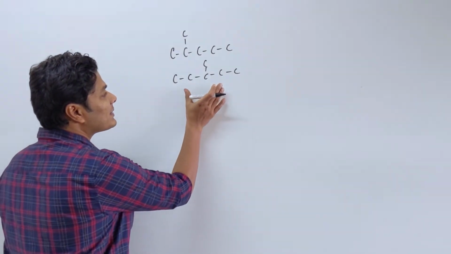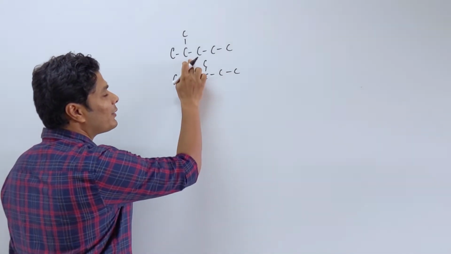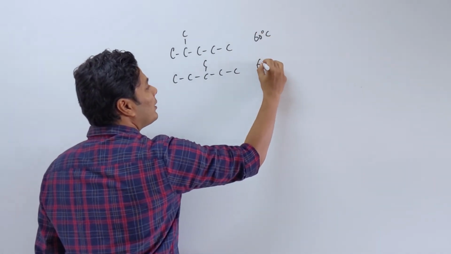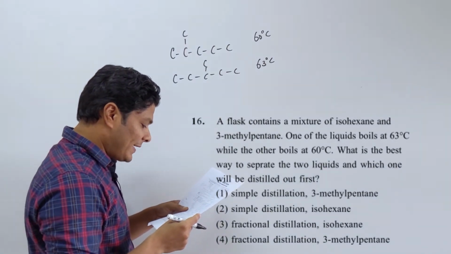When you look at it, this is a symmetrical molecule. So this would have much more interaction with another molecule compared to this one. So this is going to have a lower boiling point than this one. So what boils out first is your isohexane.